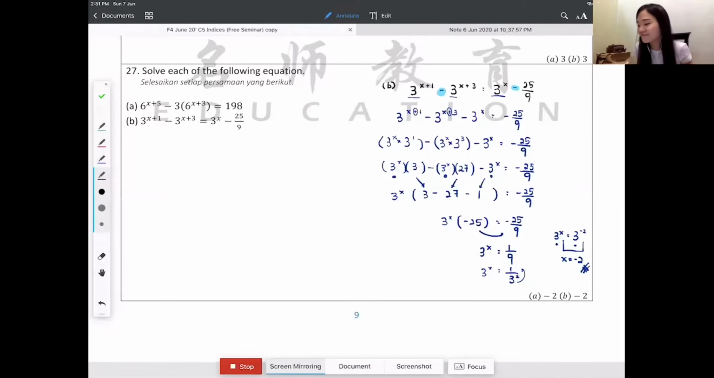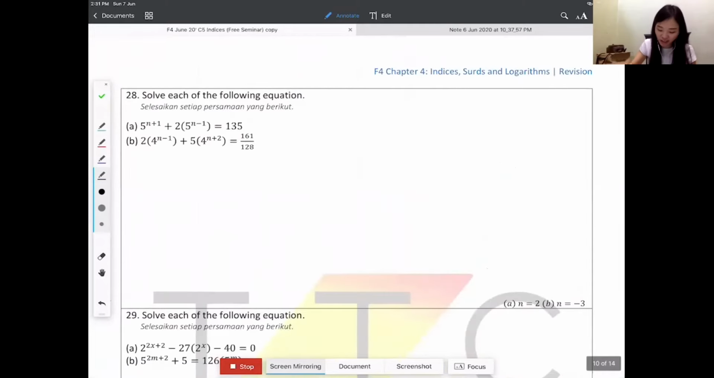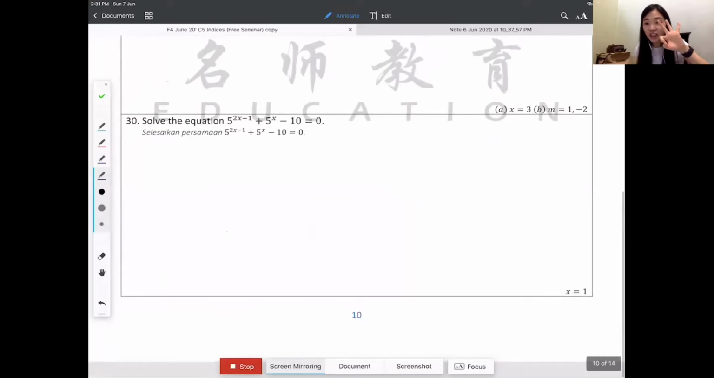Understand? Do something a bit different. 5, 4, 3, 2, 1. Done. Question 30. 30, harder a bit. Not every single school will come out with this, but nowadays, they love this. A lot of students cannot do it. Indices, I think the hardest it can be is just something like this.